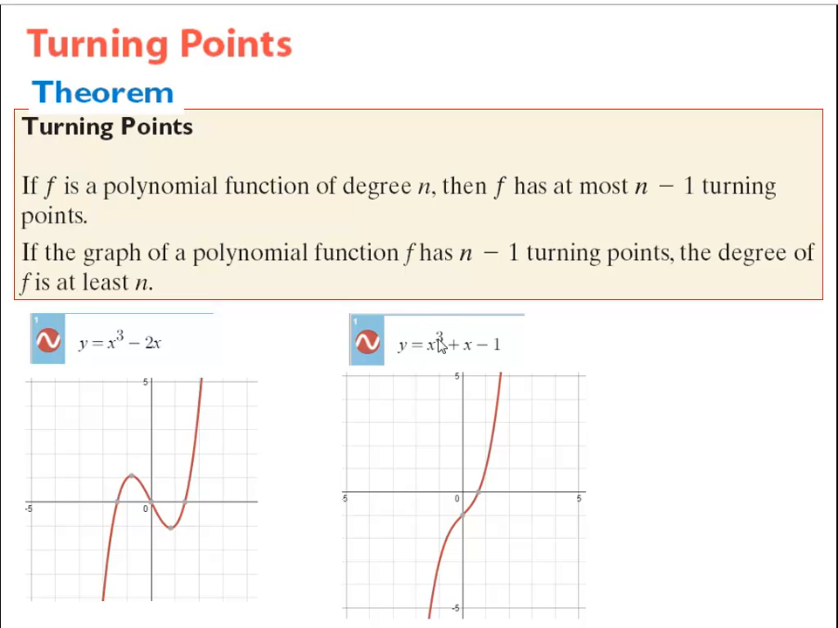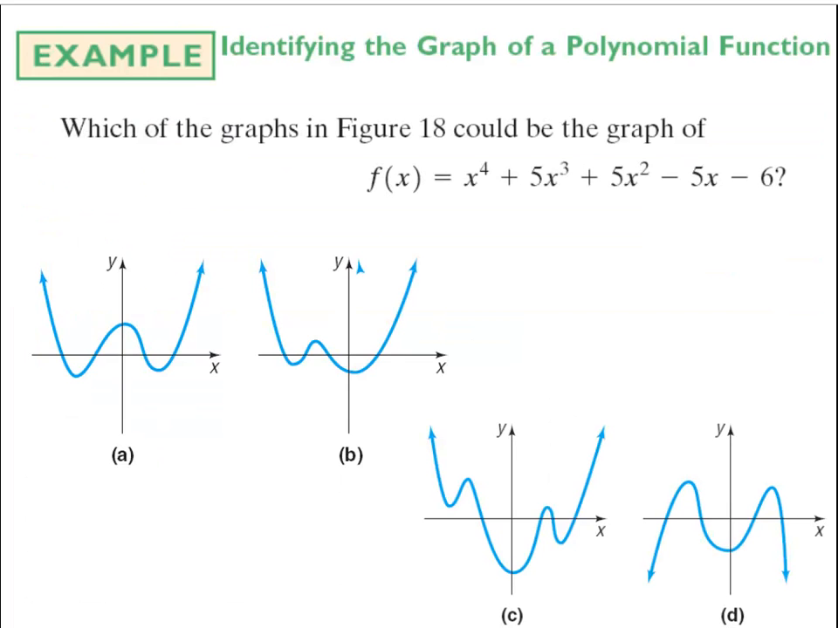And here's an example where it has 1, 2 turning points. Here's another 3rd degree polynomial. Notice it has 0 turning points. It never changes direction. It's always increasing. So we're still satisfying that theorem. So in our tools of analysis, we could use end behavior and we could use the knowledge of turning points to quickly analyze some graphs.